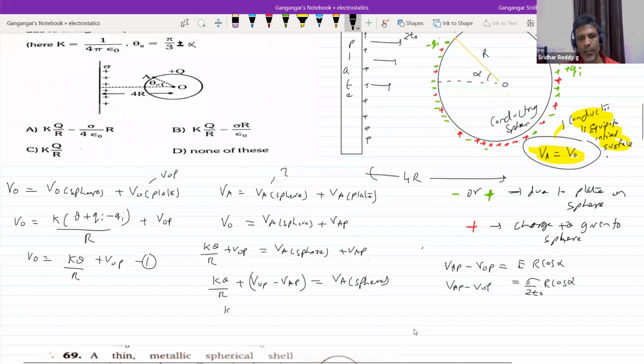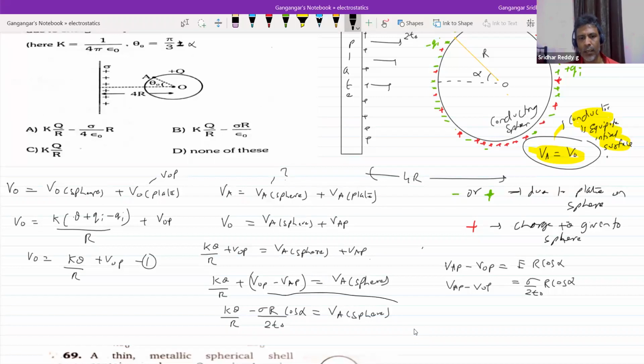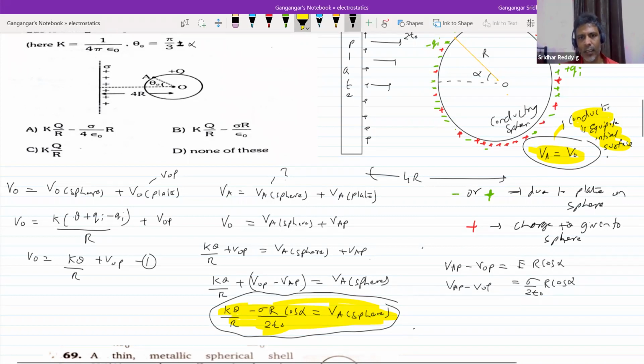I'll write the next step, KQ by R, and VOP minus VAP will become minus sigma R by 2 epsilon naught cos alpha. This is our answer. No integration. For these induced charges, you're not going to use integration, just logical thinking.